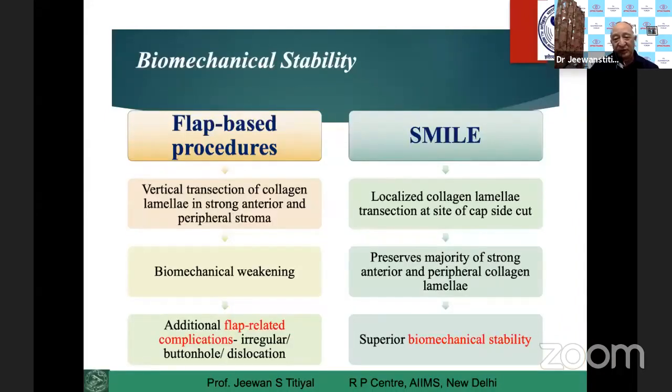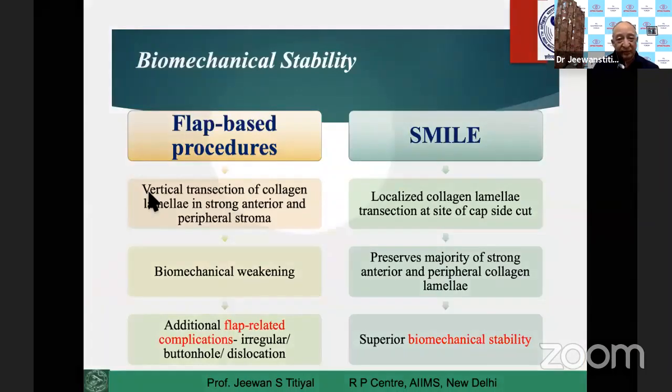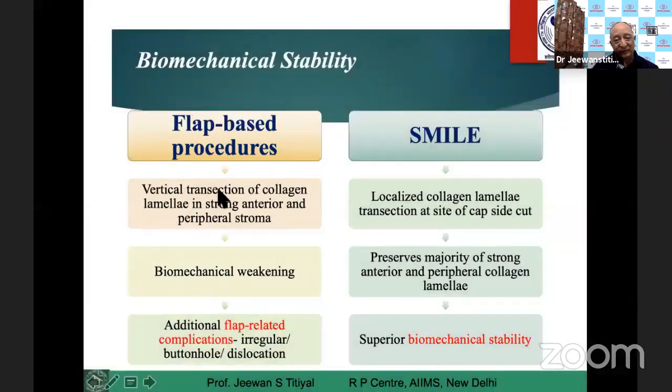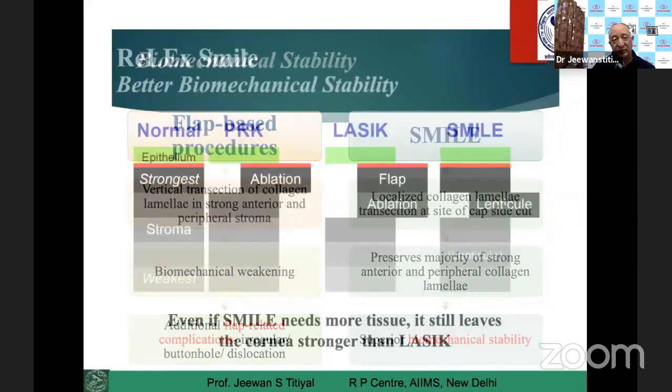Biomechanical stability, which I talked about, is definitely better with SMILE patients. Basically, the vertical transection of collagen lamellae, which happens in LASIK patients, is much more than in a SMILE patient. So you preserve more peripheral lamellae, which is so important to have in the anterior part of the cornea, which is the stronger and healthier part of the stromal tissue. If you preserve the anterior cornea, your corneal strength will be much better, because the corneal strength is basically in the anterior part of the stroma rather than the posterior part of the stroma. So that's a very important aspect.